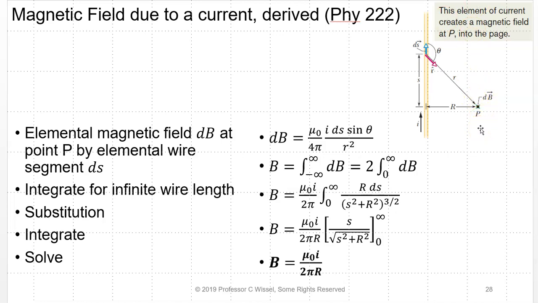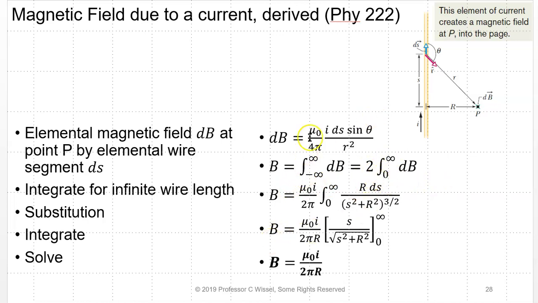So we want to determine the elemental magnetic field dB at point P by wire segment ds. dB is then mu naught over 4 pi times I ds sine theta over r squared, where theta, of course, is this angle between ds and r. And then, of course, we want to integrate this for an infinite wire length, and that'll just be the integral from minus infinity to infinity of dB. But we really don't want to do that. We can simplify that a little bit by only taking the integral from 0 to infinity and multiplying by 2. So B then becomes 2 times the integral from 0 to infinity of dB.